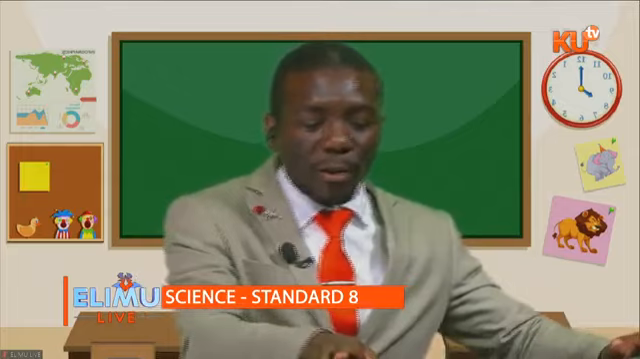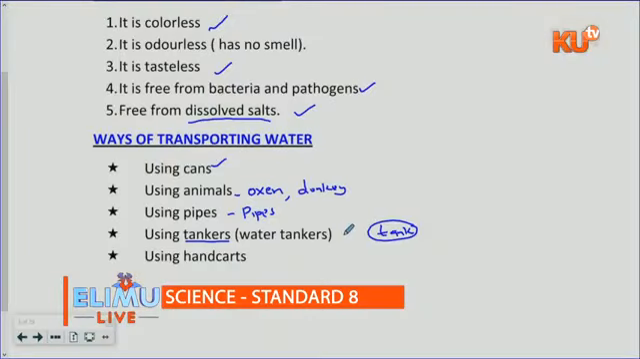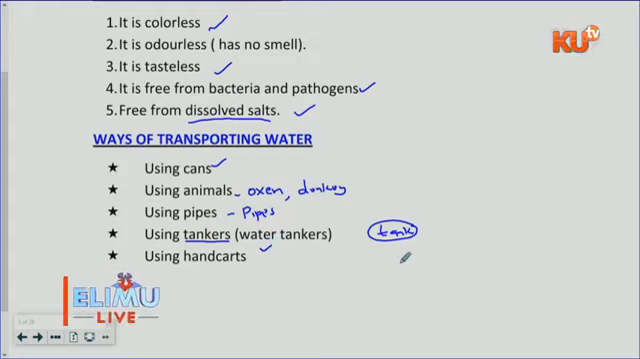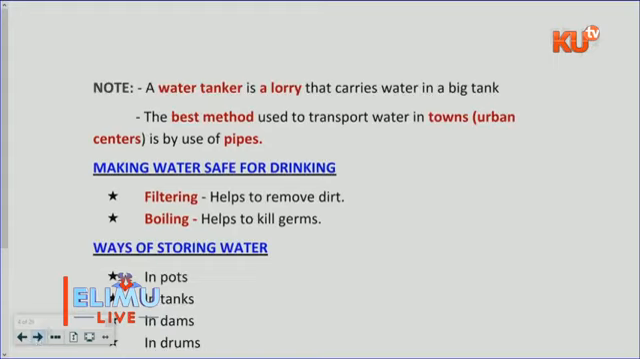And then we have another way of transporting water, known as using handcarts. We use handcarts, mikokoteni, as they are popularly known, to transport water. Okay? Let us continue. I have written a note there. A water tanker is a lorry that carries water in a big tank.